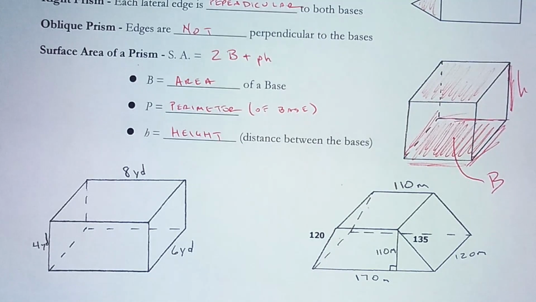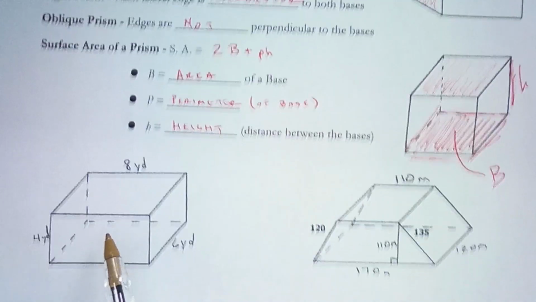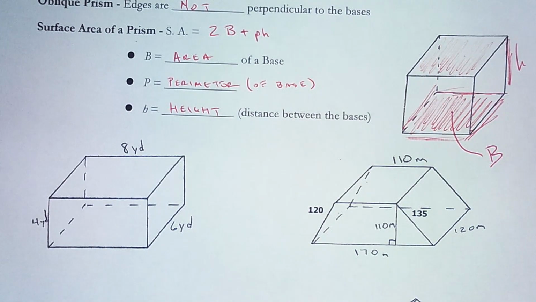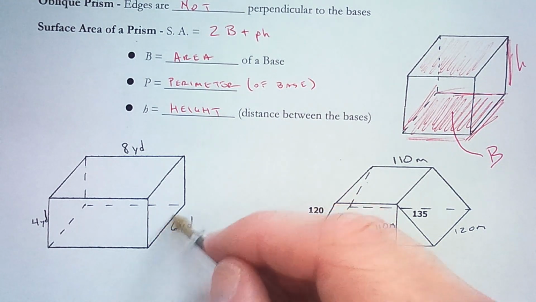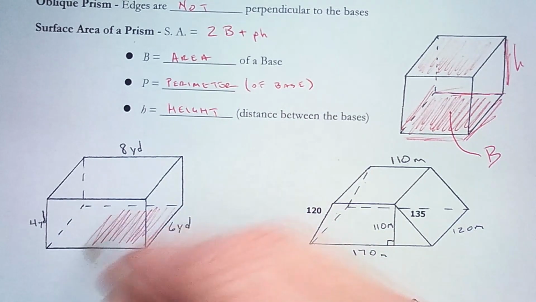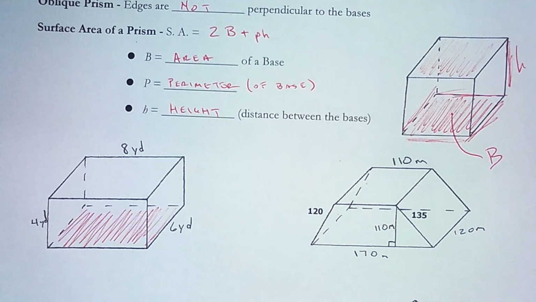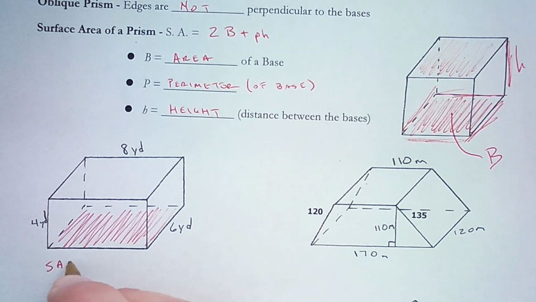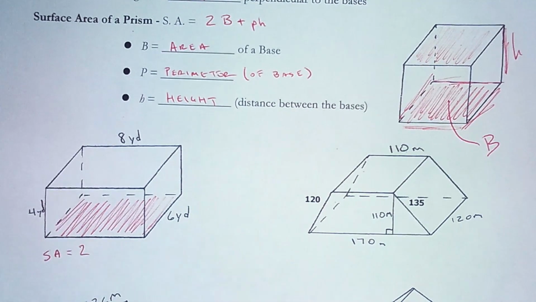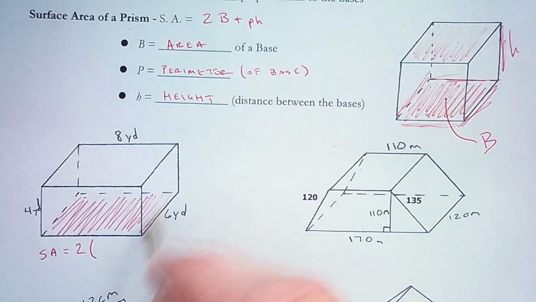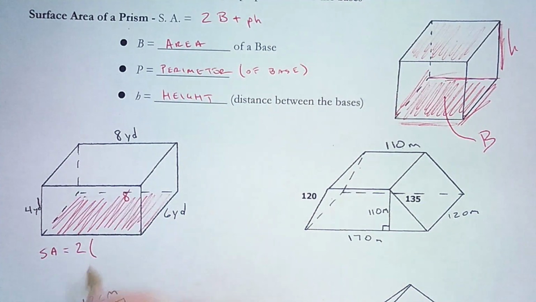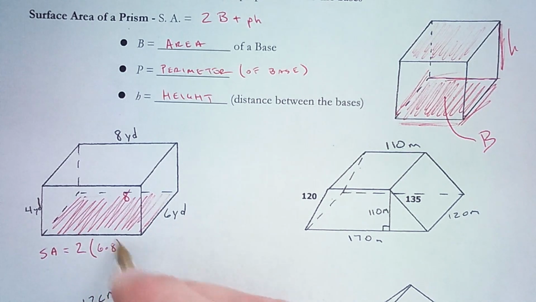Okay, so we're going to find surface areas of four different prisms. So I have first a rectangular prism. Every face on this is a rectangle. So I can use top, bottom, left, right, front, or back. I'll use the bottom as my base. So for the surface area, it's 2 times the area of the base. Now, this base is a rectangle, and it is a 6 by 8 rectangle. The area is 6 times 8.